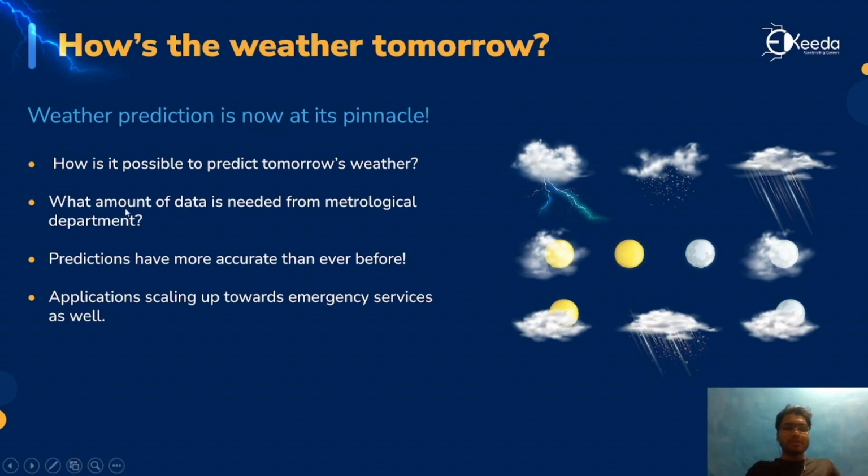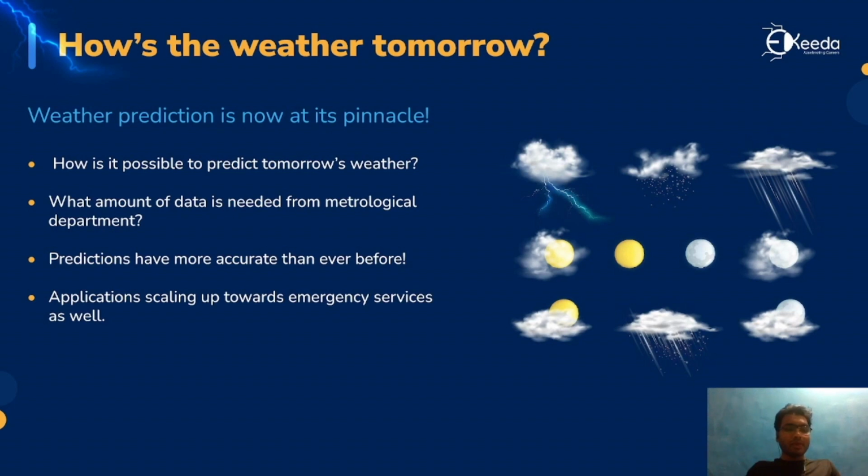The first question here is, how is it possible to predict tomorrow's weather? There are data science methodologies and algorithms running behind it, and that's why accuracy has increased a lot. There are a couple of methodologies, and once you go deep into data science, you will slowly understand how they predict. It is happening because of data science.